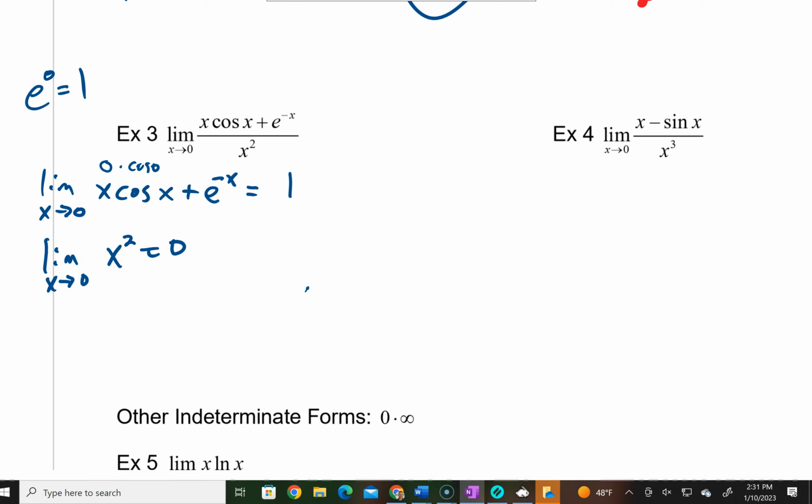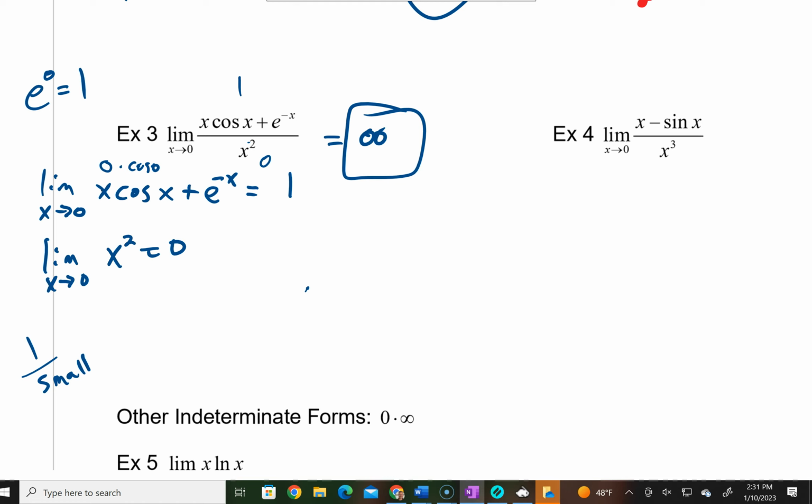And that scares kids. They'll look at that and be like, oh my gosh, what's happening? Well, your top is getting close to 1. Your bottom is getting close to 0, but it's a positive. Actually, you don't need L'Hopital's rule at all. 1 over something small is what? So this is positive infinity, done. Yes?